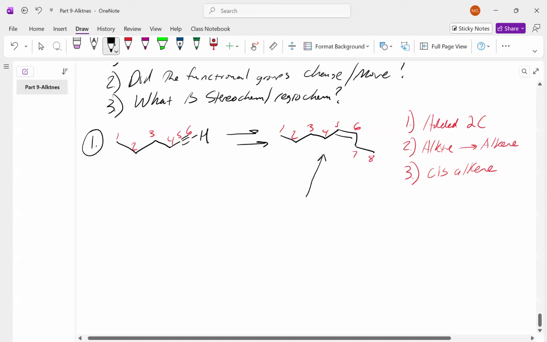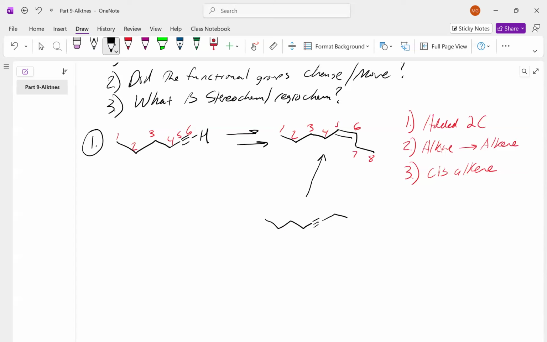We need to start with an alkyne, and I'm going to number these again: 1, 2, 3, 4, 5, 6, 7, 8. And what are the reagents that you need to make a cis alkene? Okay, I want you to kind of yell them out at your computer screen.